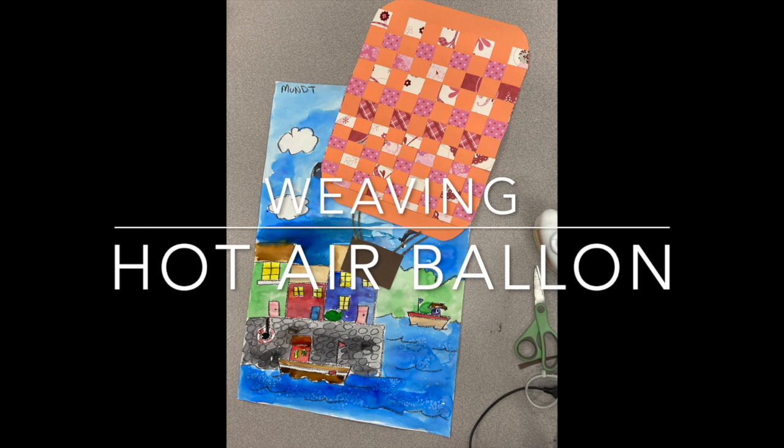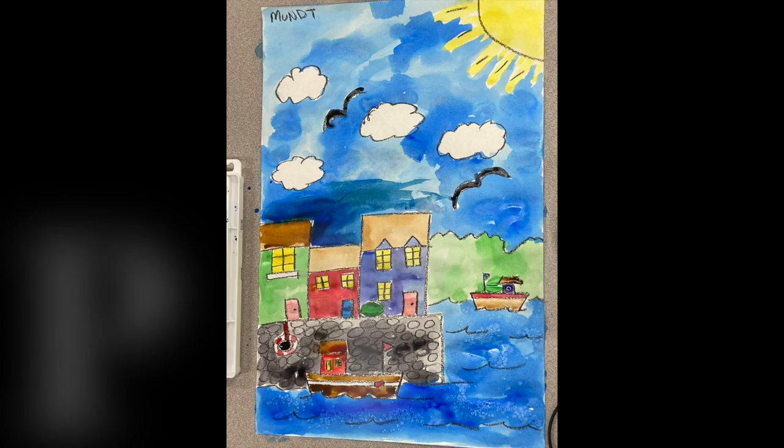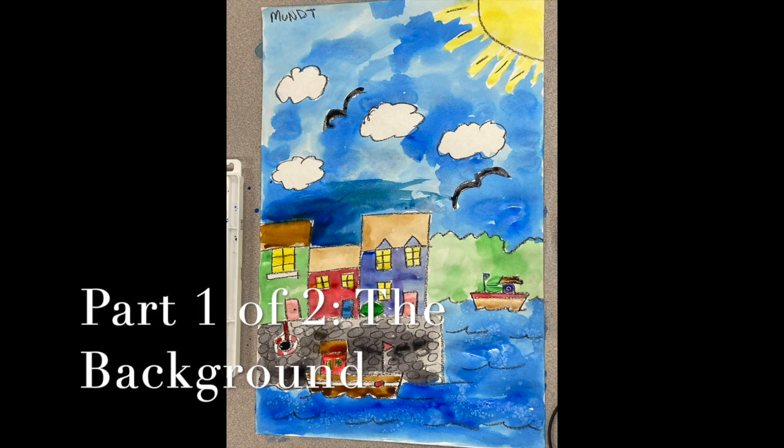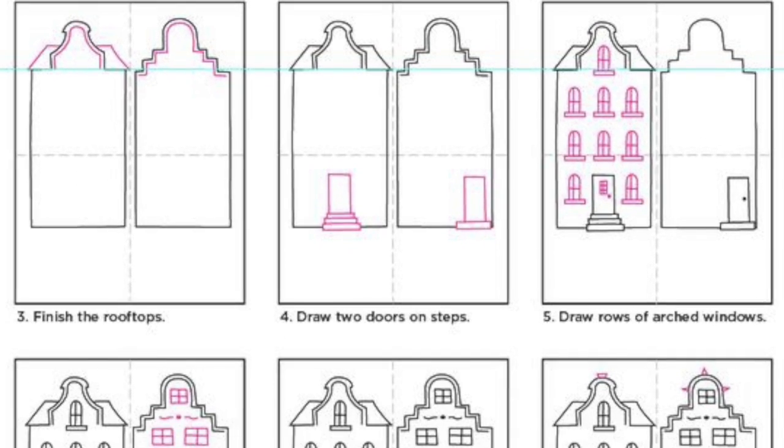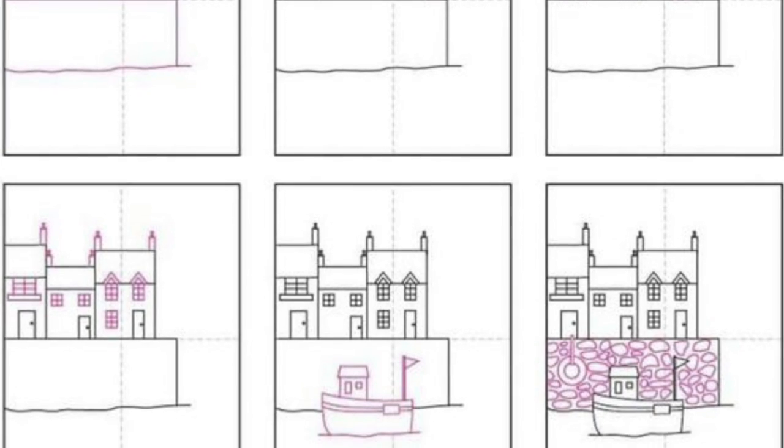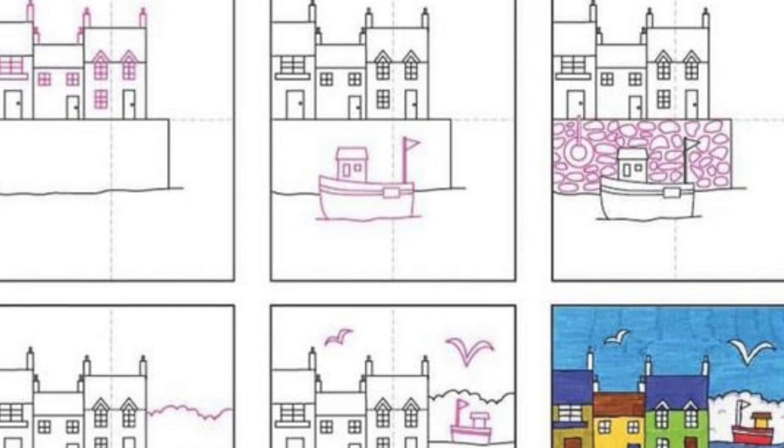Today we are going to be creating a weaving hot air balloon. This is part 1 of a 2-day project. We're going to start with the background. It is up to you which type of cityscape you want to create for your background.